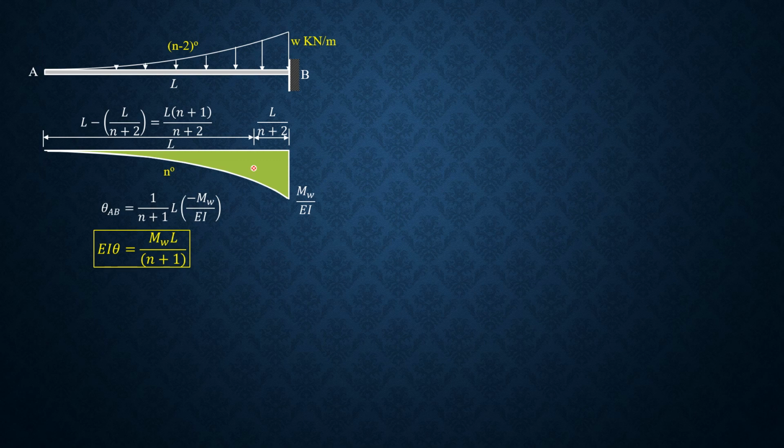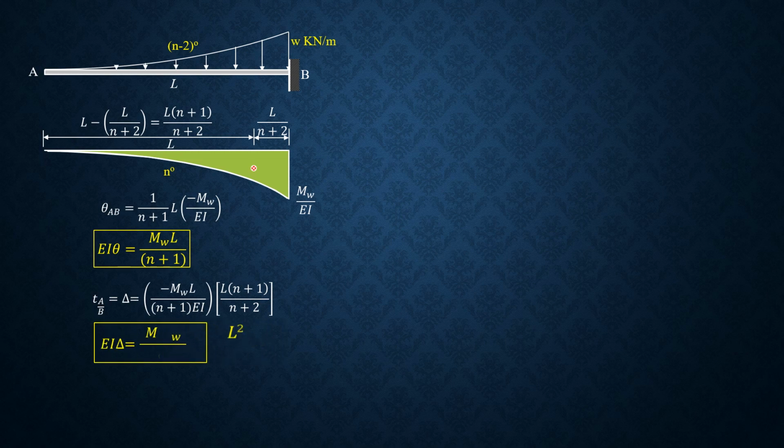Then for the deviation of A relative to the tangent at B, it is the moment of area with respect to A. So negative M wall L over n plus 1, that's the area, over EI. Then moment arm is L times n plus 1 over n plus 2. Canceling out n plus 1, so in general, EI delta is M at the wall L square over n plus 2 downward.